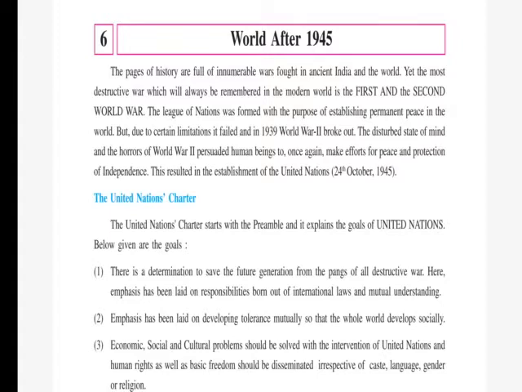So, the Second World War that ended in 1945 had most devastating consequences. The need was felt for world peace and security. So, to maintain peace and security among the nations, the United Nations was established on 24th October 1945.